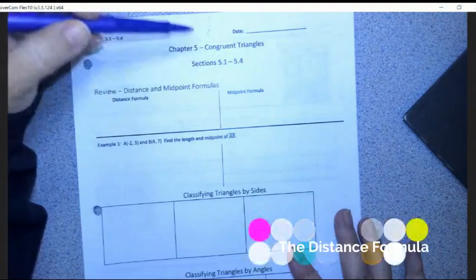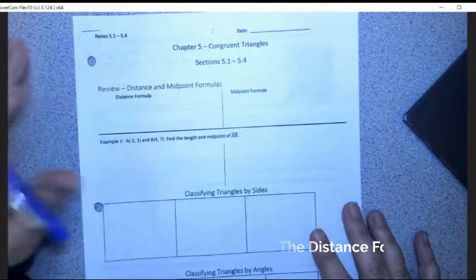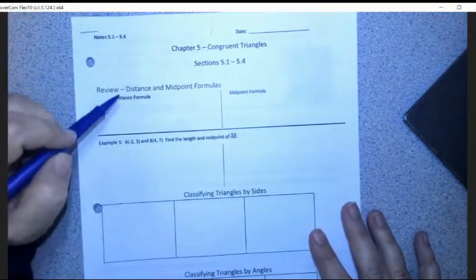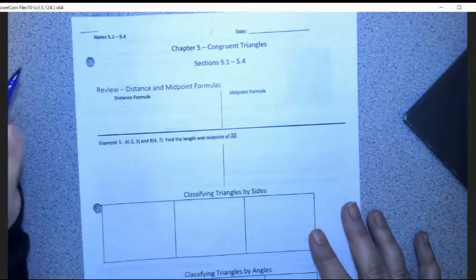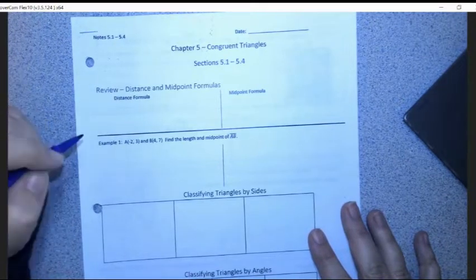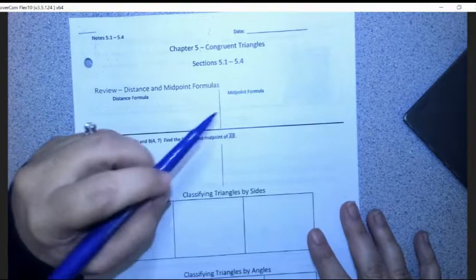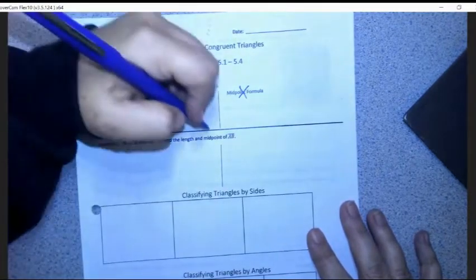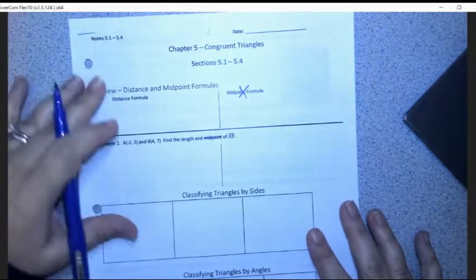To do this, we are going to have to first talk about some vocabulary that comes along with triangles. Most of this first part should be review. We're going to talk about the distance formula in this video, which you should have learned in Algebra 1. I'm going to skip the midpoint formula for now, so we're not going to find the midpoint here.